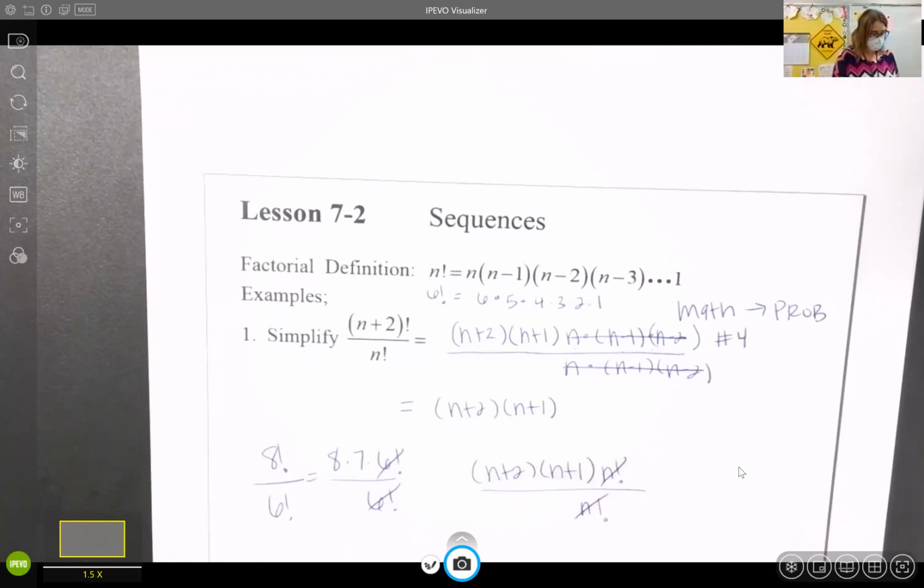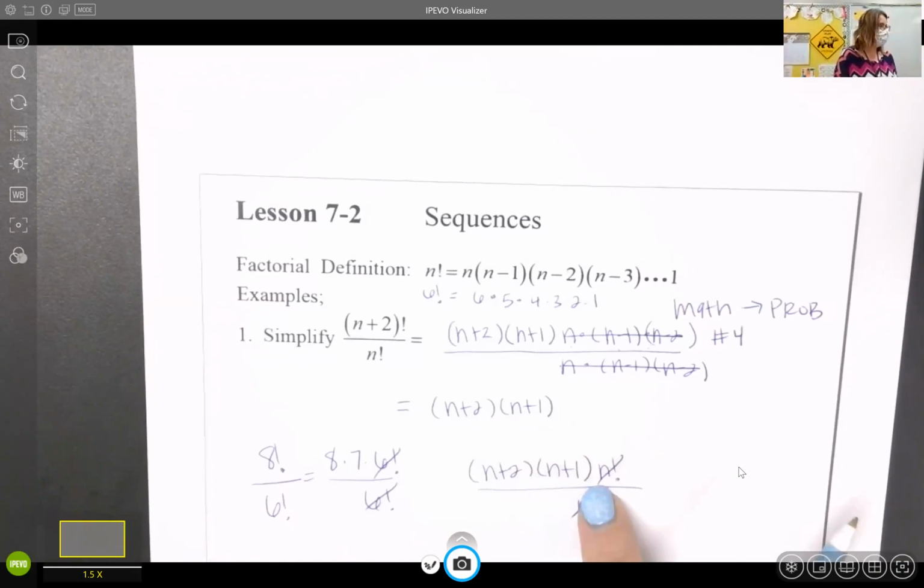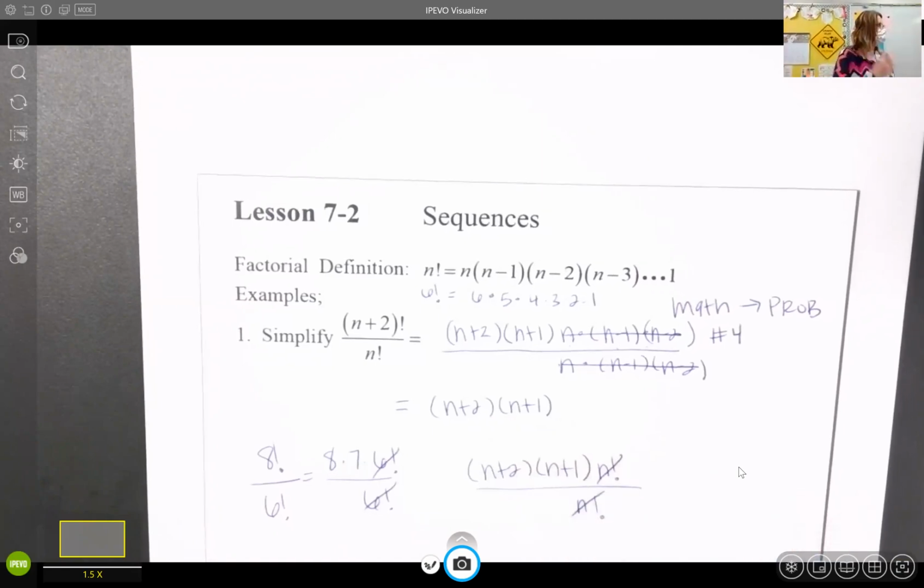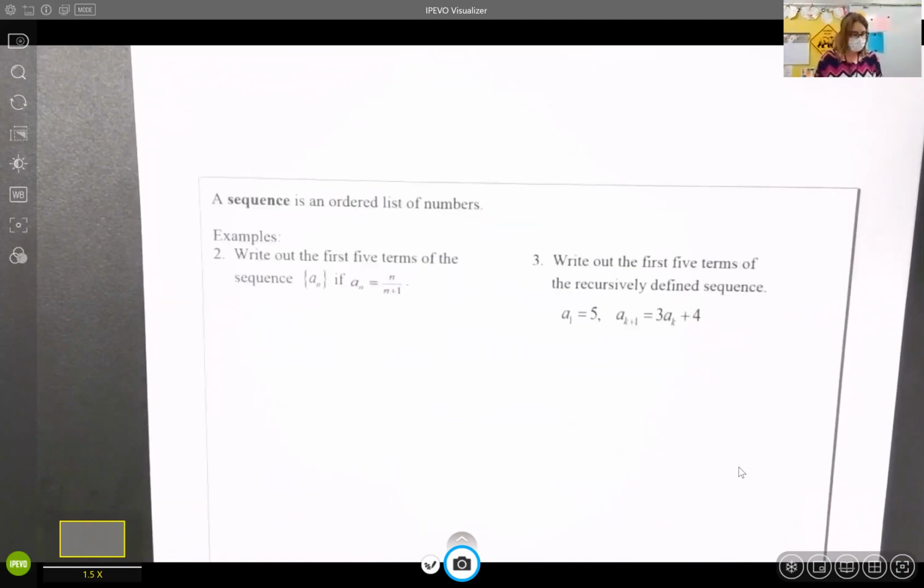Okay? So that's what we're doing with numbers. It gets a little more confusing sometimes when you throw some variables in there. Okay? All right, so let's start with some notation.